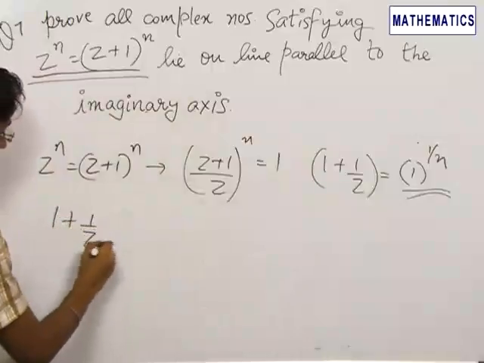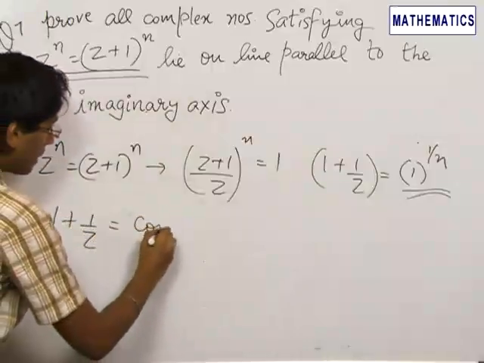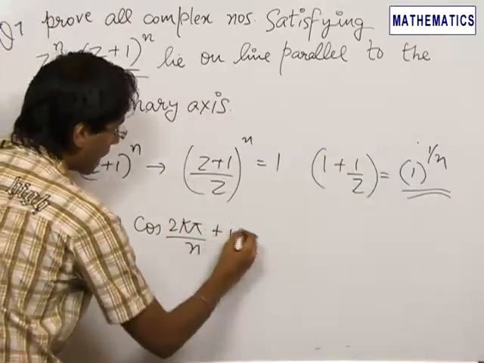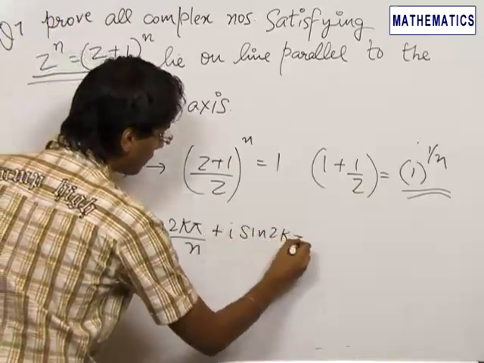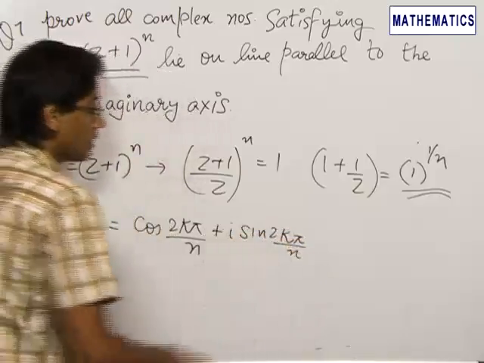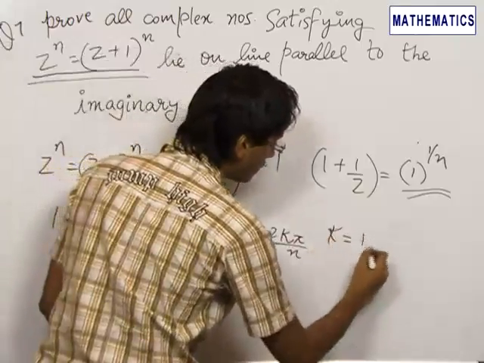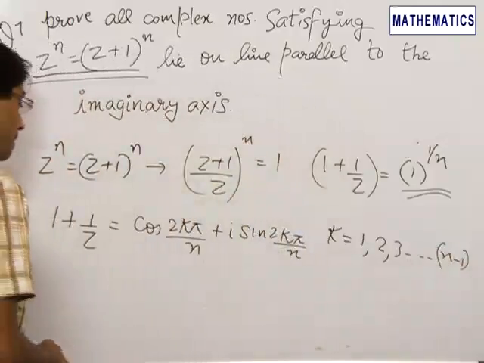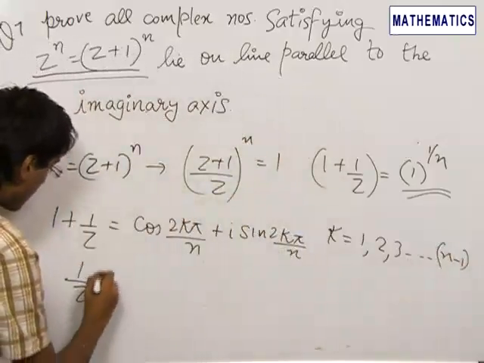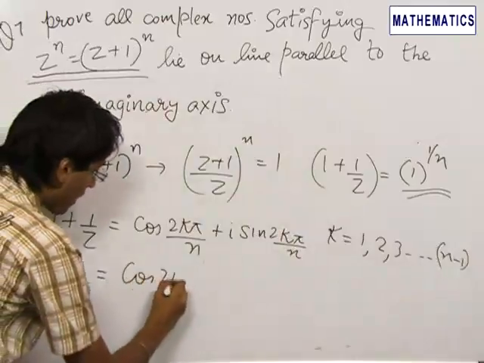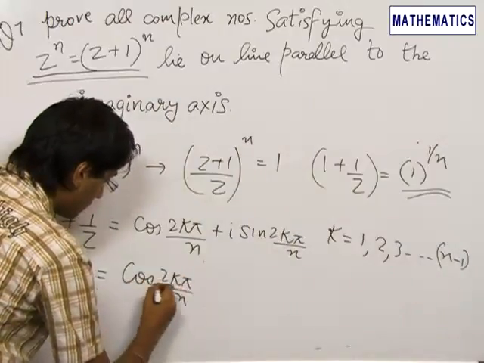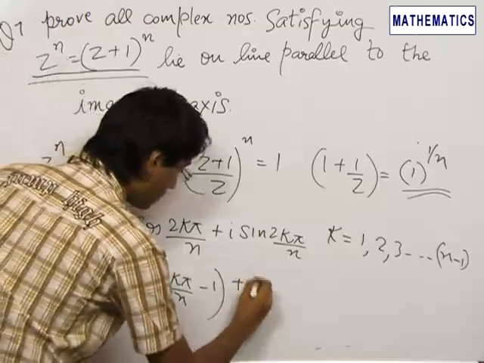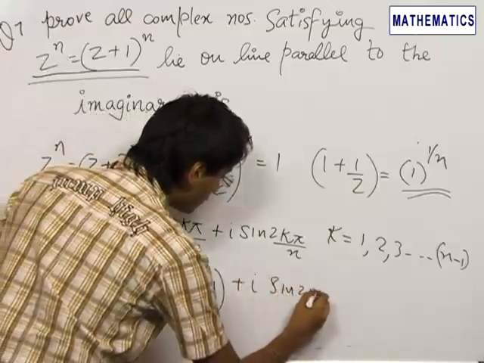And we know that any nth root of unity can be represented in the form of cos(2kπ/n) + i sin(2kπ/n), k attaining the values 1, 2, 3 up till n minus 1. So 1/z can be written as cos(2kπ/n) minus 1, writing the two real parts together, plus i sin(2kπ/n).